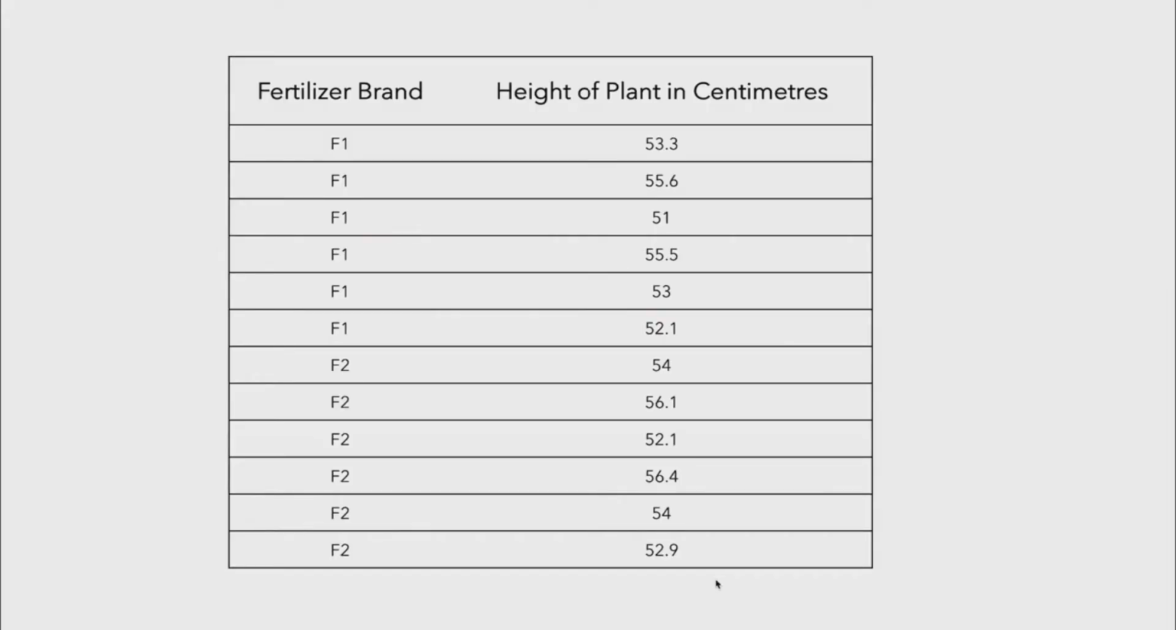If we see the data, there are two fertilizer brands given to us, F1 and F2. For every fertilizer brand entry, there is an equivalent height of the plant in centimeters given, which has been noted down by the researcher after 4 weeks. So there are two fertilizer brands and the height of the plant is given to us.